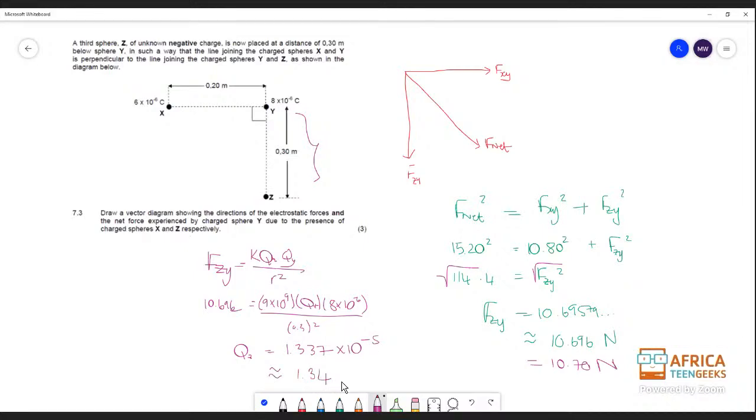So 1.34 times 10 to the negative 5. And always remember your unit, coulombs. Okay, so in order to find the charge that was on Z, we had to use our Pythagoras to find the force between Y and Z. Once we had that force, we could plug it into our formula and solve for QZ, sorry, the charge of Z. Does that make sense to everyone? The steps you have to take to get there?